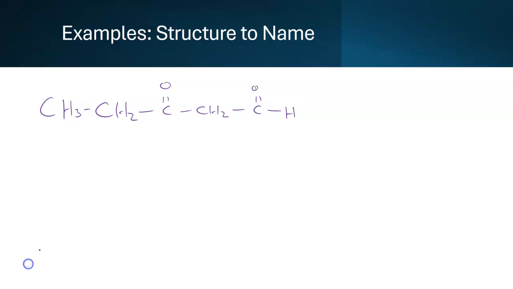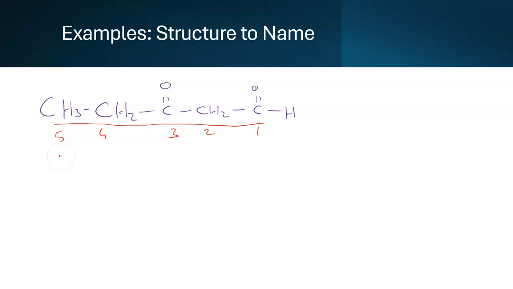Next example. Firstly we have to select the longest chain. So this is the longest chain. Find out the principal functional group. In this case, aldehyde is the principal functional group. So I will number it from 1, 2, 3, 4, 5. I cannot number from this side because the principal functional group is present on the right hand side.